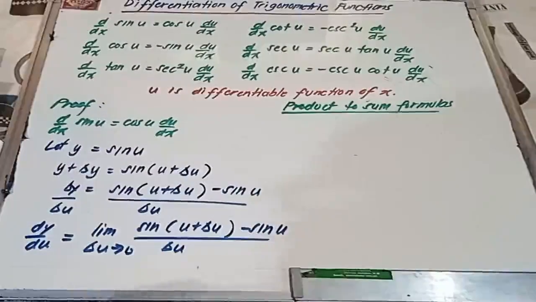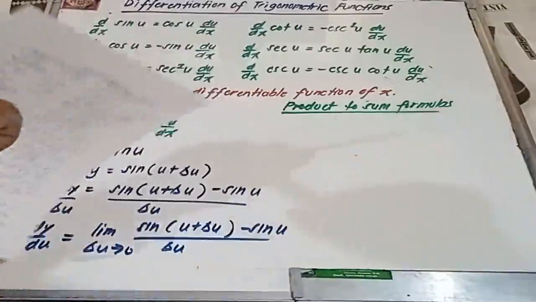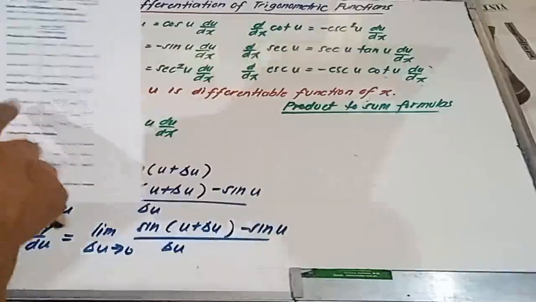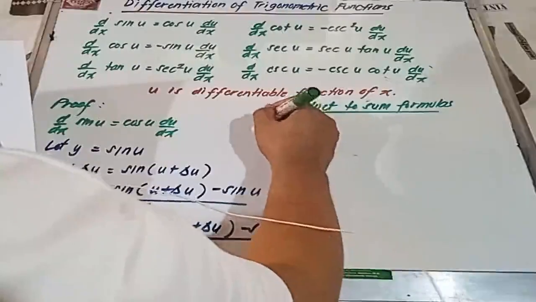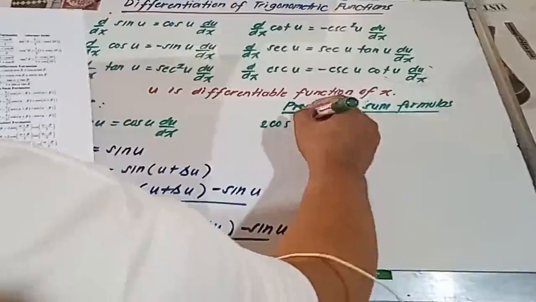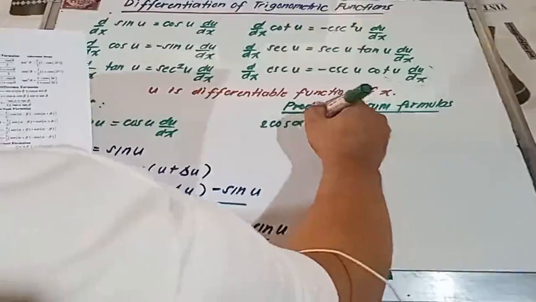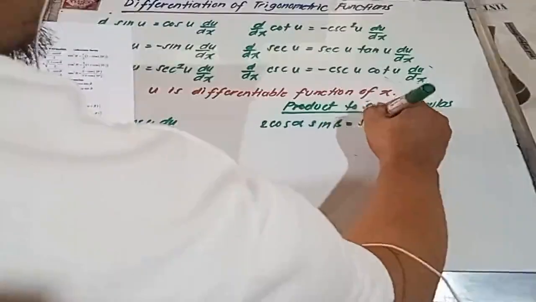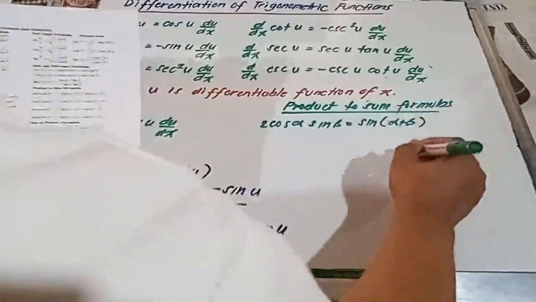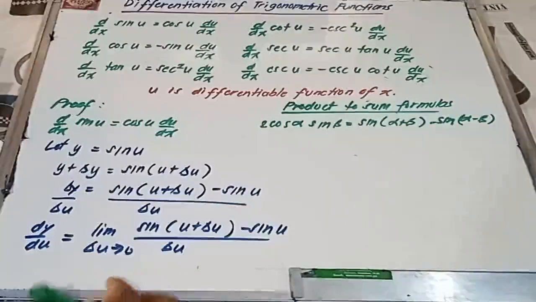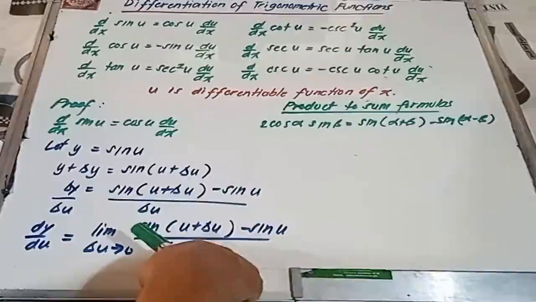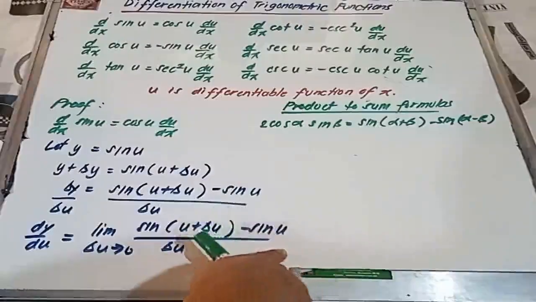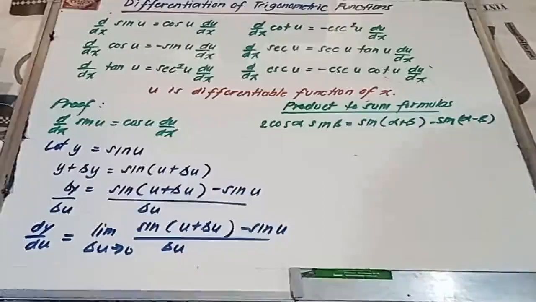Okay? The product to sum formulas I copied here, I actually taught to you when you were still in grade 10. So, I will cross-multiply the 2 to go straight to it. So, we have 2 cosine alpha sine beta equals sine of alpha plus beta minus sine of alpha minus beta. So, what we need to solve for is alpha and beta. It doesn't mean that alpha is u and beta is delta u. No. Because alpha minus beta is equal to u. Okay? Let's solve for alpha and beta first.